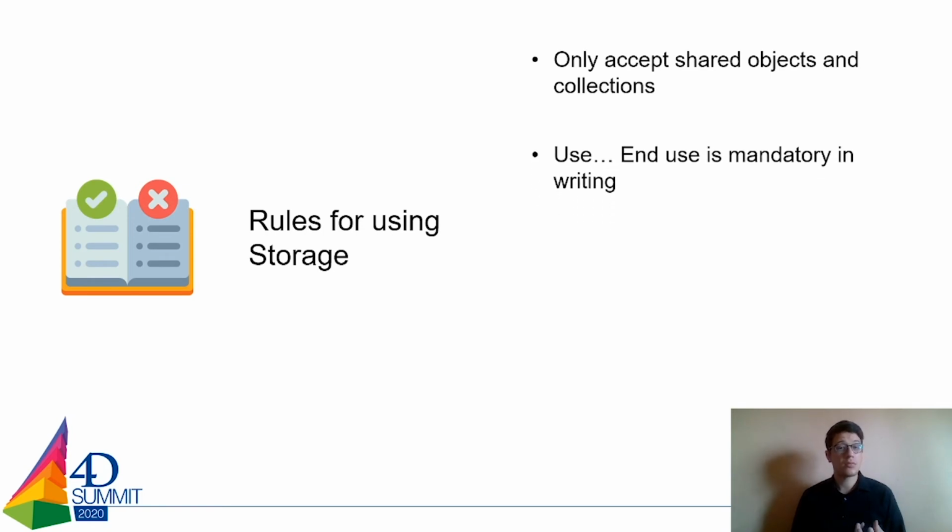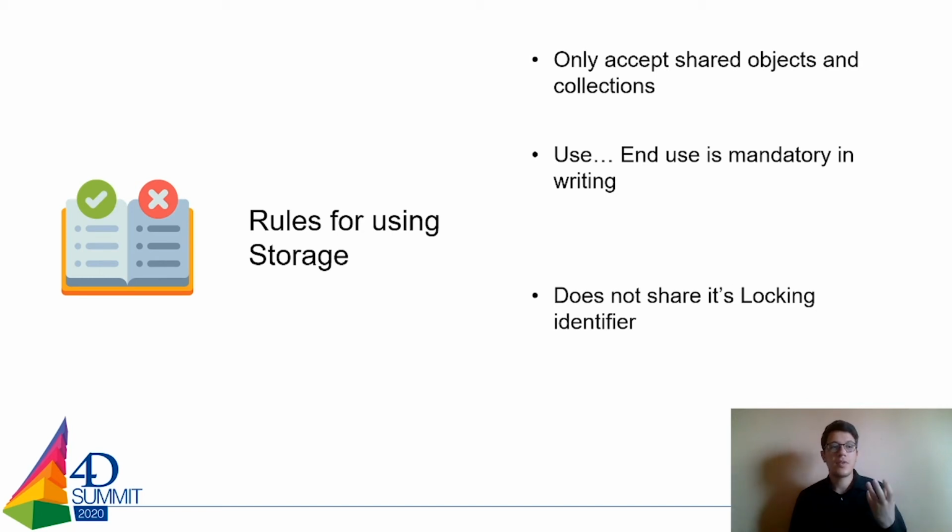Of course, like traditional shared objects and collections, in order to access storage, in order to write in a storage, we have to put it between the Use and End use block. The storage doesn't share its locking identifier. So this concept of shared group doesn't apply to the storage, because otherwise that would be problematic. Because suppose that we have now a storage with a locking identifier minus 15, for example, and we put in this storage two shared objects. Shared object A with its own locking identifier, and shared object B also with its own locking identifier.